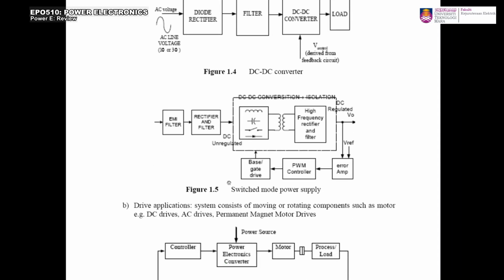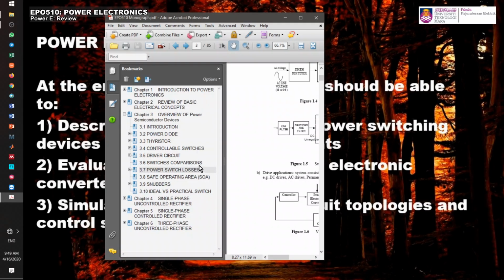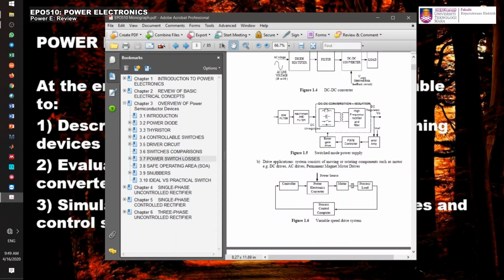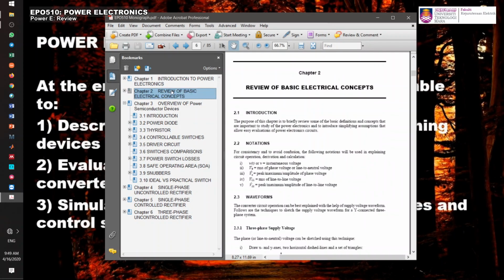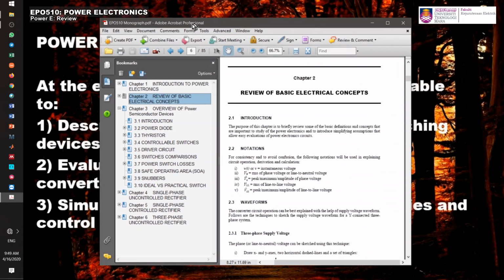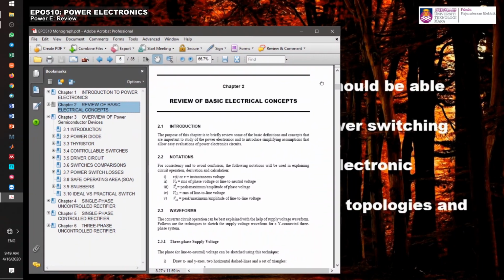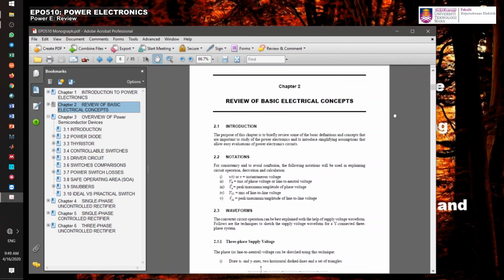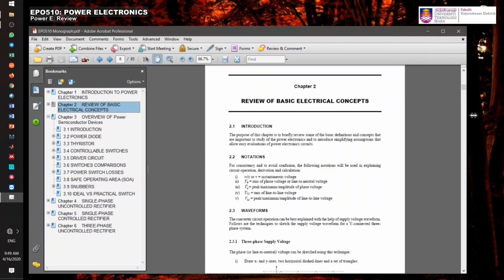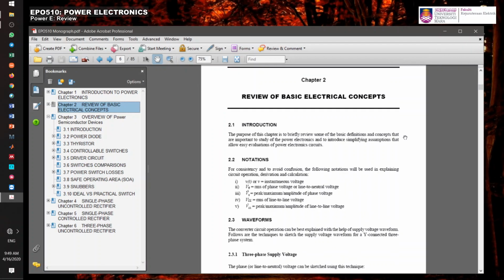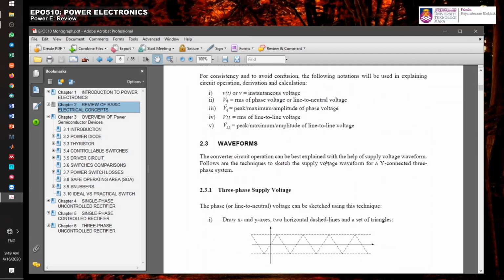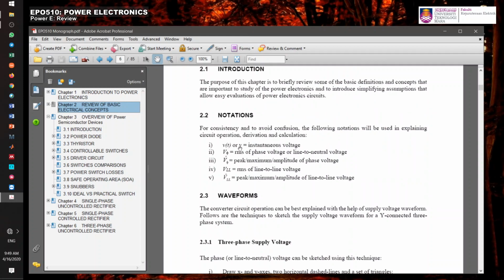So in your book, actually, we have this document map on the left hand side here, so you can browse straight away to the chapter if you like. So this is chapter number 2. I put on an extra note on the review of basic electrical concept. And here I put the notations. These are the notations that we're going to use throughout the book, throughout the lecture.